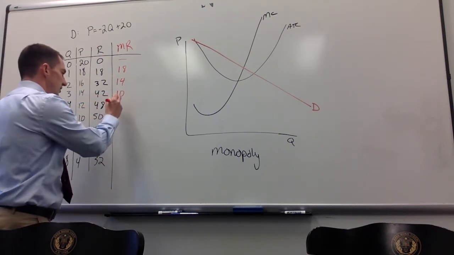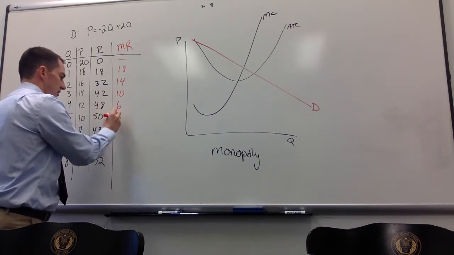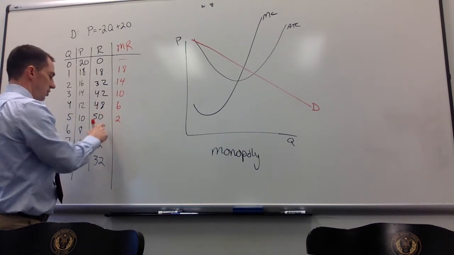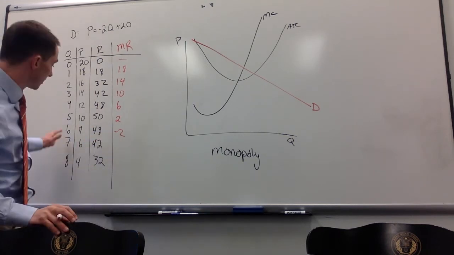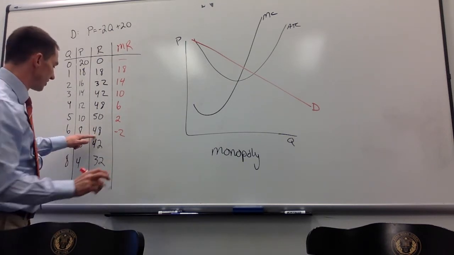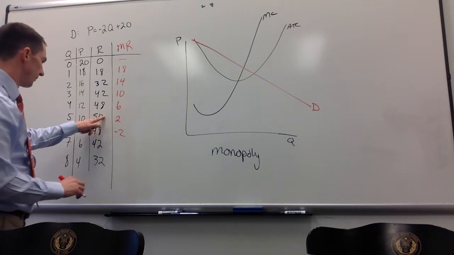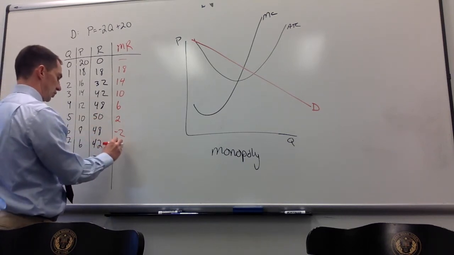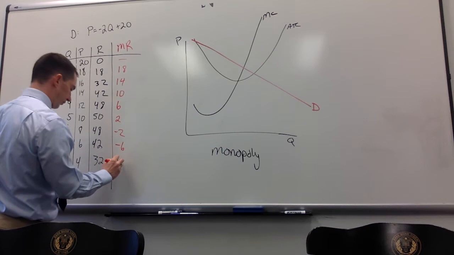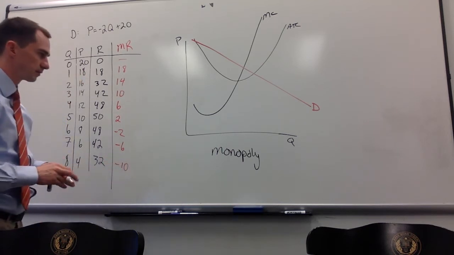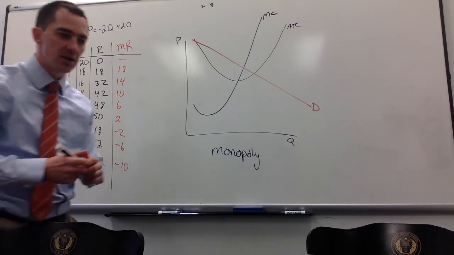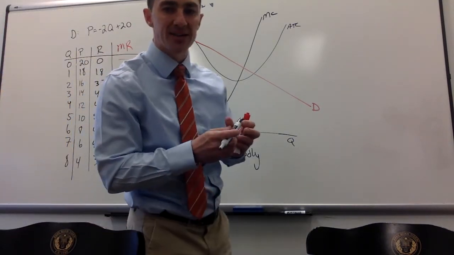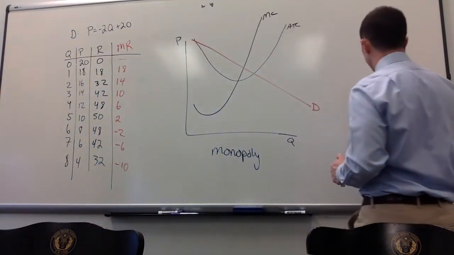42 to 48 is 6. 2, negative 2. Now you're selling one more, but you're bringing in less revenue than you did before. Remember, we've looked at how we maximize something.